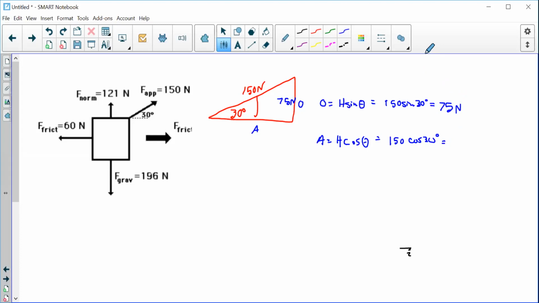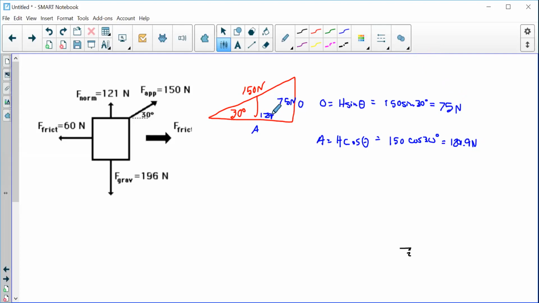What did you guys find? 129.9. 129.9 newtons, and that's going to be to the right. So we'll write that in.